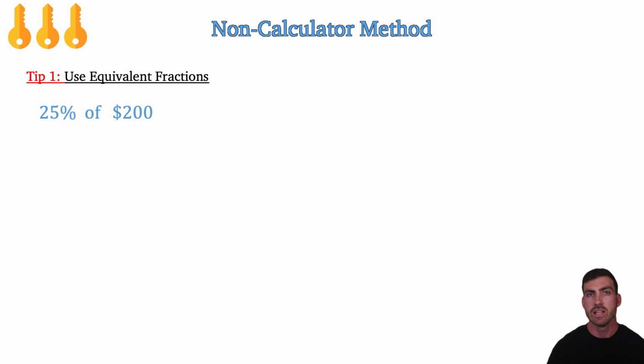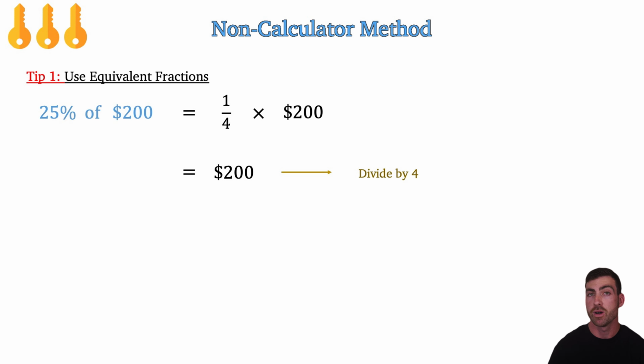For example, let's find 25% of 200. If you see 25%, that should trigger a memory because 25% means 25 out of 100, and that fraction simplifies to 1/4. Now suddenly the problem becomes much easier. Instead of finding 25% of 200, we just need to find 1/4 of 200. And 1/4 means divide by 4. 200 divided by 4 equals $50. Much faster, no calculator needed.